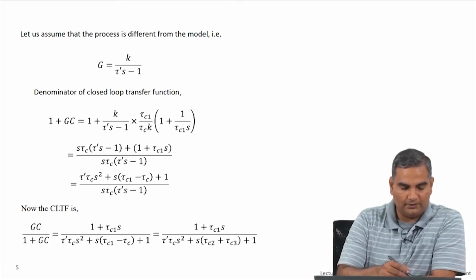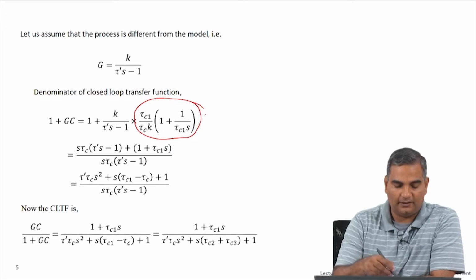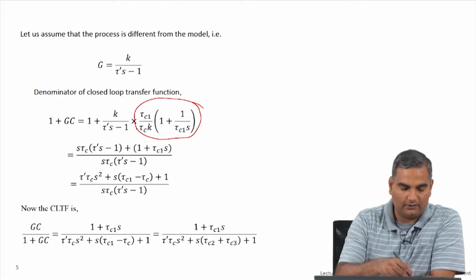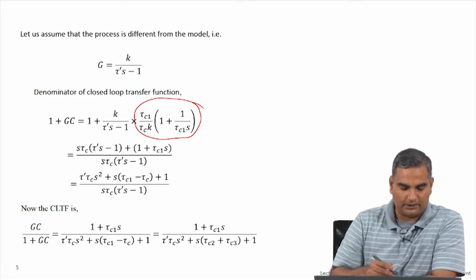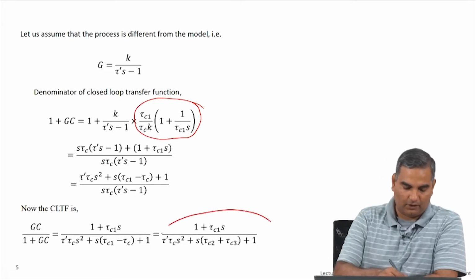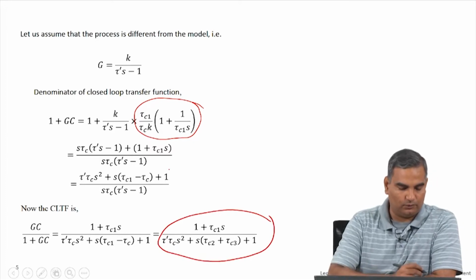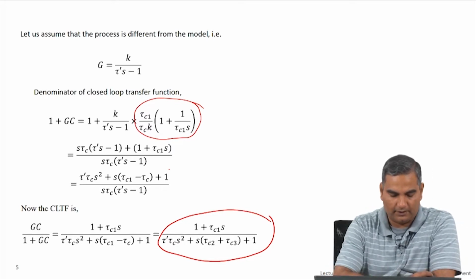Now I do 1 plus GC, I have 1 plus k over tau prime s minus 1, and now this becomes the controller. This controller in the previous case had a zero in the right half plane, which was tau s minus 1. Because I have cancelled this out, this controller is a simple PI controller that I have here. And now if you do the manipulation, you will get a closed loop transfer function of this form, which is given here after all the manipulation is done. So you can follow through these equations and derive this closed loop transfer function.